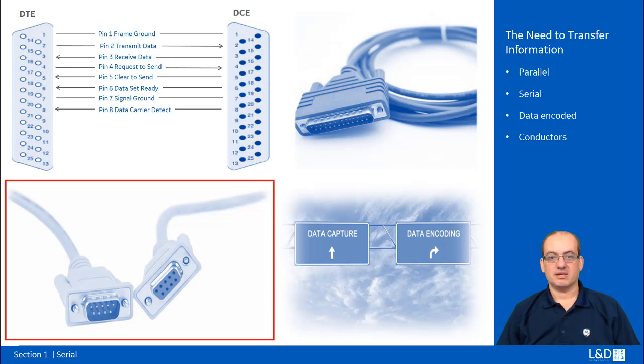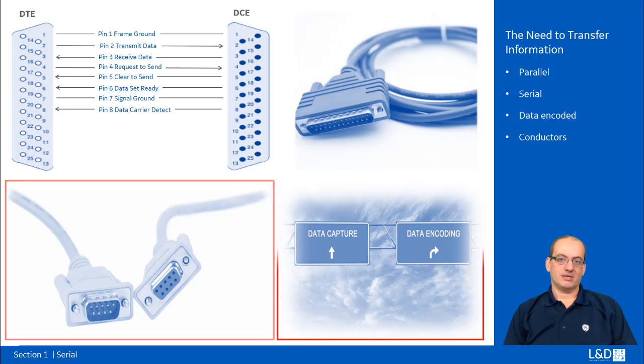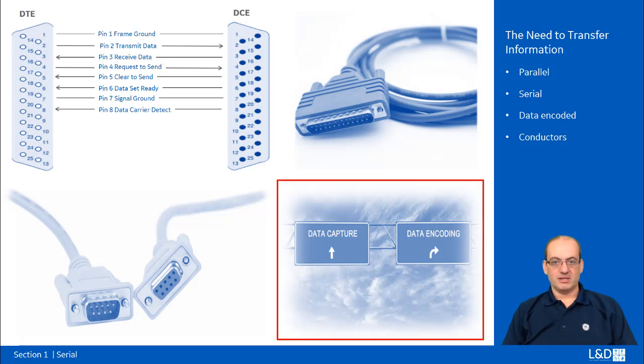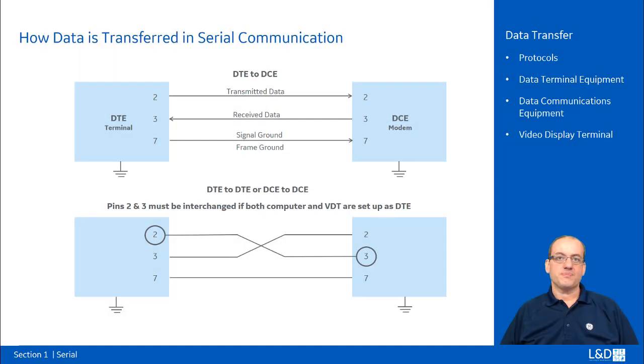So in both parallel and serial, we would encode a character into bits that are traveling along the wires. The difference is in parallel, you will use all the conductors. In the serial, you will use only 2 lines, which is transmit and receive line. So the idea is we capture the data and then encode it either for parallel, where we use more conductors, or as serial, where we use only 2 lines for transmit and receive. Serial communication has its limitation of speed.